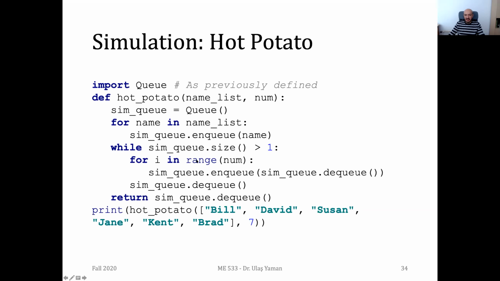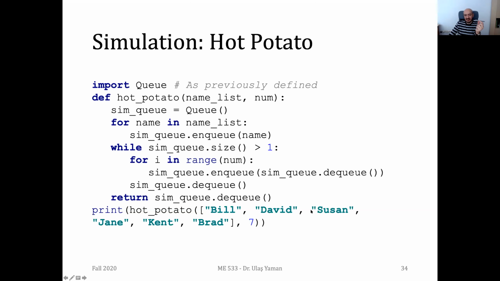So here we simply assume that this is our linear data structure. What we do here is simply remove the child at the front of the queue and put this guy to the end of the queue. Remove it, put it at the end. Remove, put it at the end. And we do it for the number of times given here.